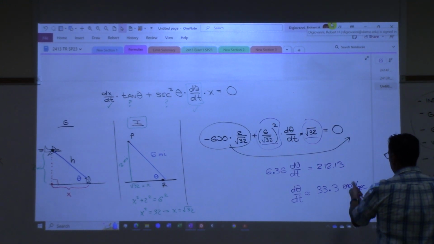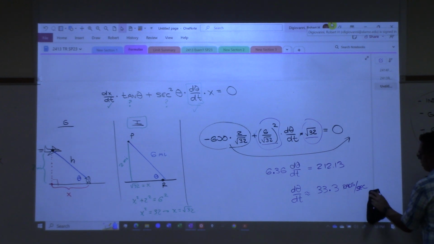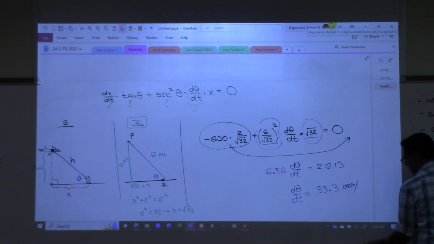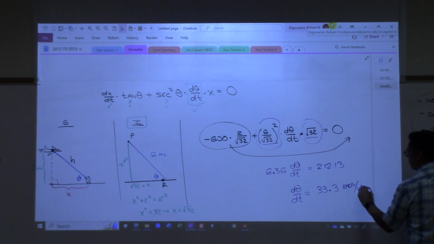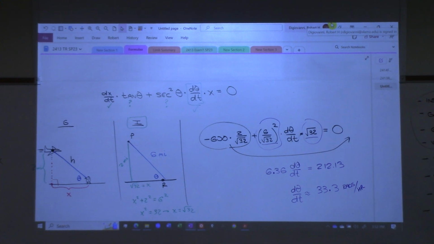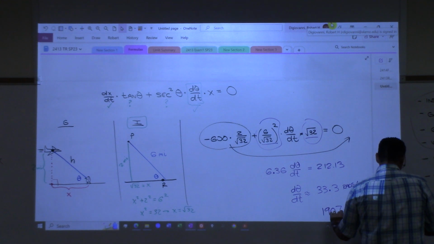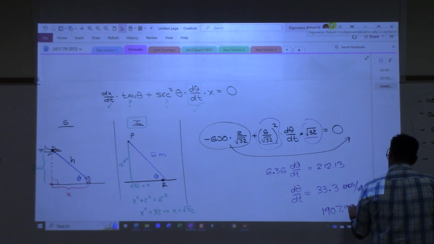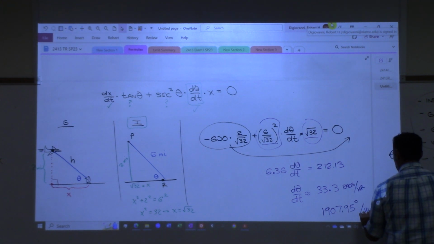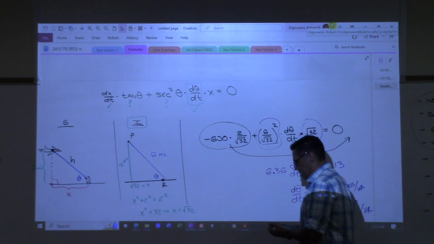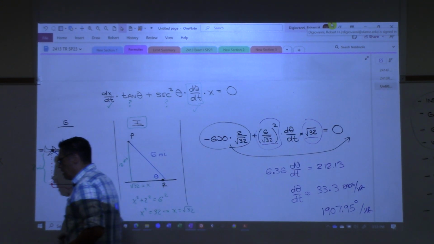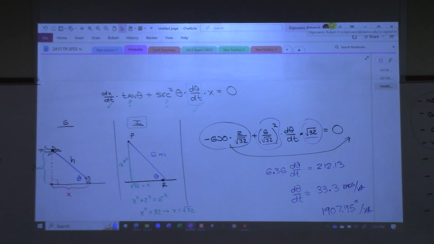Is that right? Oh, this is not seconds. Hold on. Pardon. This is, sorry, my mistake. This is hours because the plane was moving in miles per hour, right? So converting this over, I get 1,907.95 degrees per hour. That makes more sense. 1,900 degrees, that's a lot of degrees, well, kind of, but per hour. So it's not moving very fast at that instant.